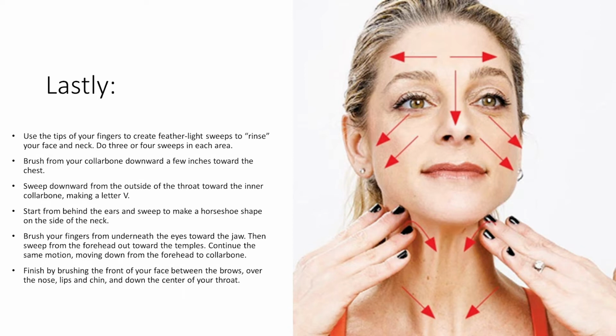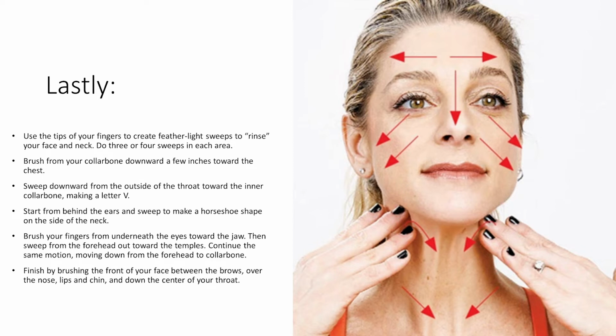And then start from behind the ears and sweep to make a horseshoe shape on the outside of your neck. Okay, a horseshoe shape on the side of the neck, like down your side, over by your shoulders. Then brush your fingertips from underneath your eyes towards the jaw. Oh, that feels good. And then sweep from the forehead out toward the temples, right?